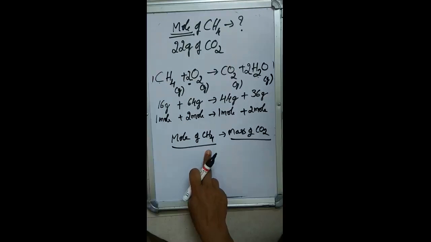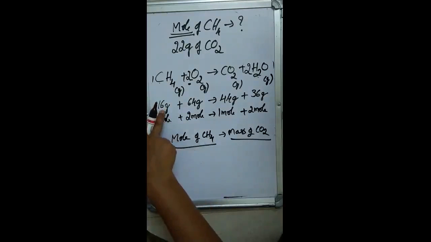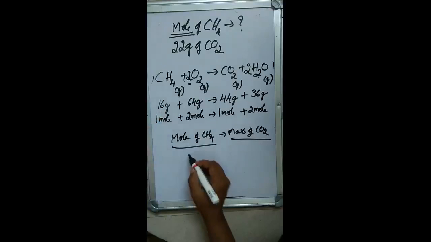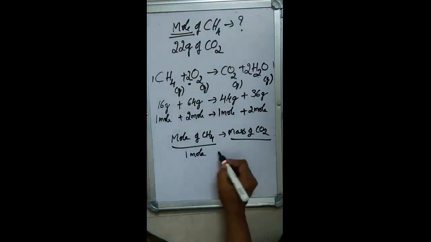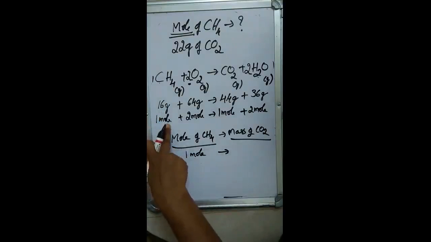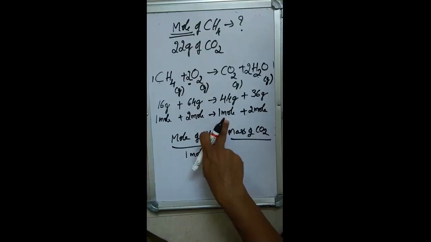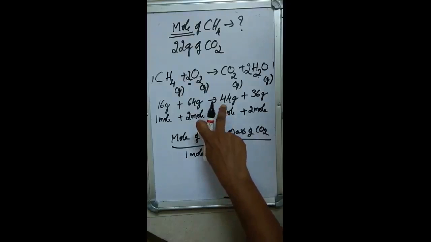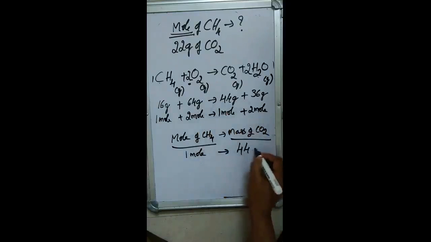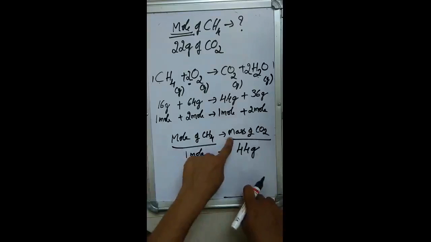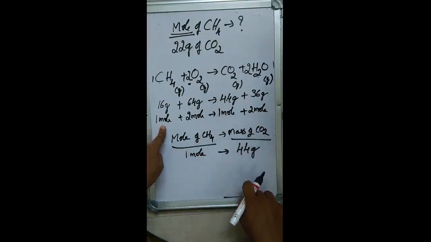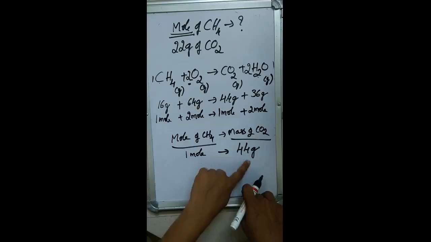So mole of methane, 16 gram. This 16 gram I don't want, so I want to write it in the form of mole. 1 mole means how many gram is present? 16 gram of methane. So 1 mole of methane gives how many mole of carbon dioxide? 1 mole. But this 1 mole I don't want. 1 mole means how many gram? It is 44 gram. For me, mass information is required with respect to carbon dioxide. So 1 mole of methane gives 44 gram of carbon dioxide.